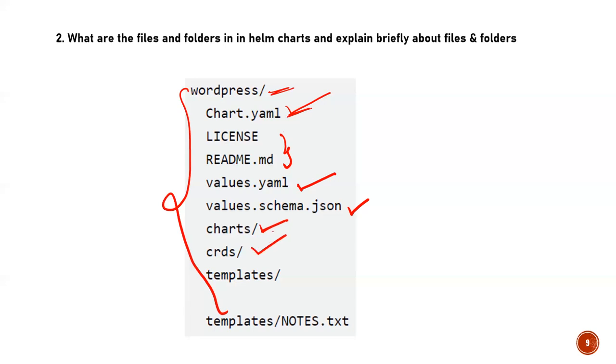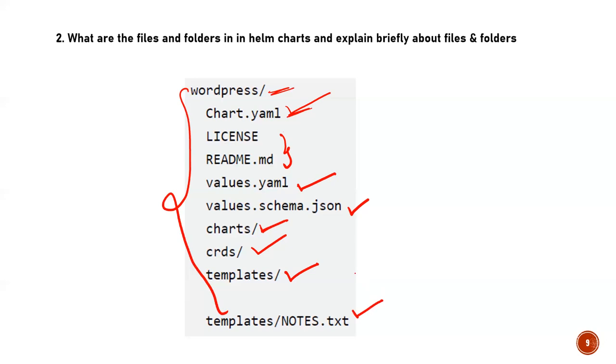And CRDs: if you have any custom resource definitions for your Helm charts, you can specify them in the crds folder. And the most important directory is templates. Templates is the directory wherein we define all the Kubernetes manifest files regarding your application deployment. Whatever Kubernetes object manifest files you want, you will keep them under this templates folder. And in the templates folder, you'll have one more file, which is NOTES.txt.